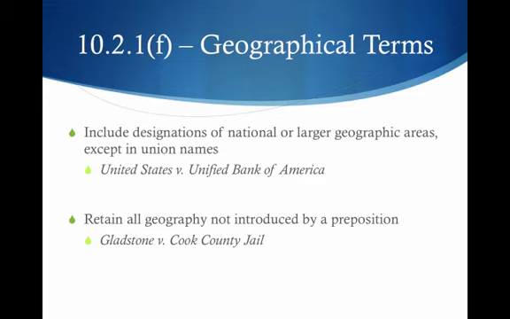I'm also going to retain all geography that's not introduced by a preposition. So, Gladstone v. Cook County Jail retains Cook County. If I were using Rule 10.2.2, I'd want to check on a few of these words. County may also be abbreviated.